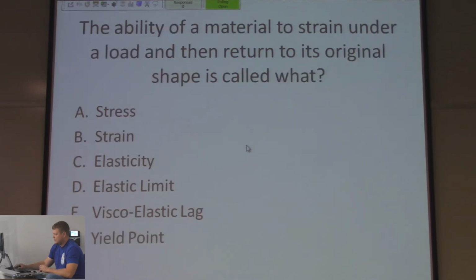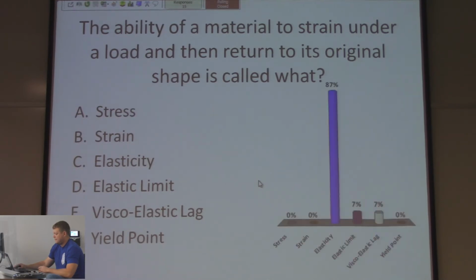The ability of a material to strain under load and then return to its original shape is called what? Stress, strain, elasticity, elastic limit, viscoelastic lag, or the yield point. 87% of you are correct with elasticity. Bounces back, right?